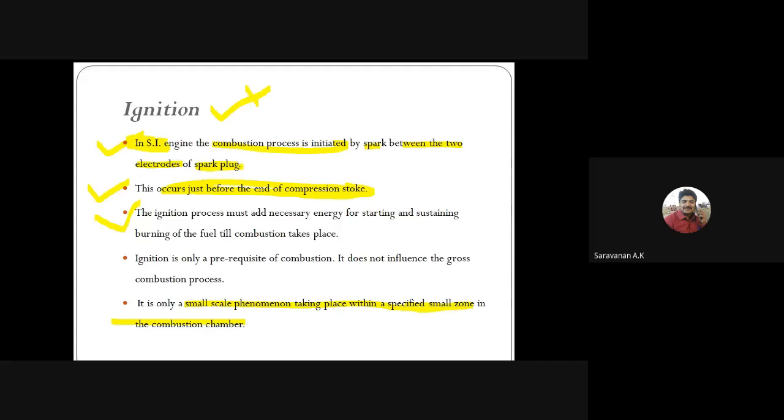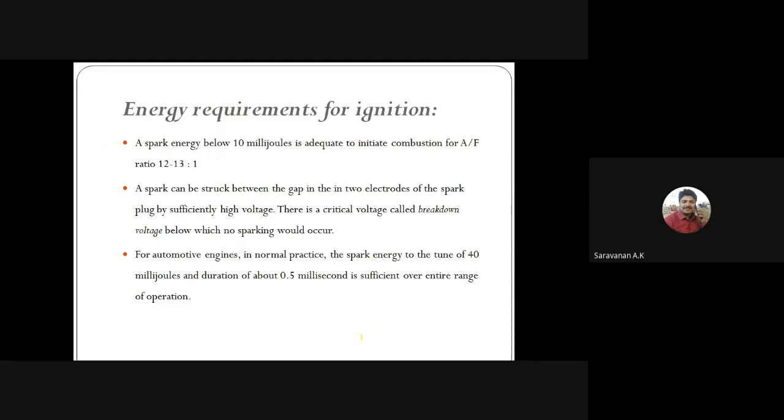Some energy will be needed for the ignition process, right? Then it is a prerequisite process for all the combustion process, and it is a small-scale phenomenon, taking place in a specified small zone as well as a specified time period. That is the ignition.